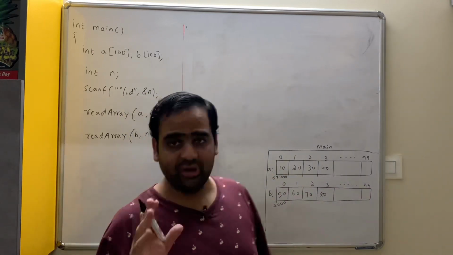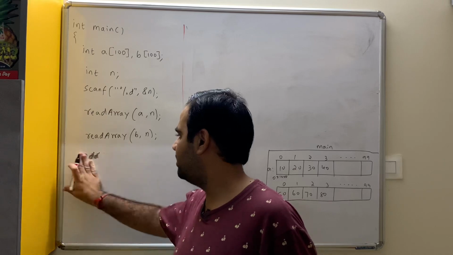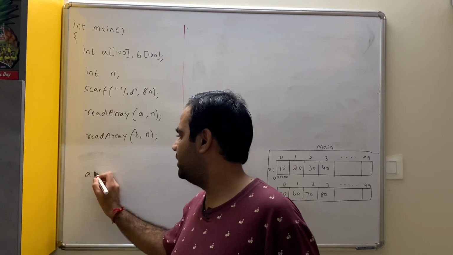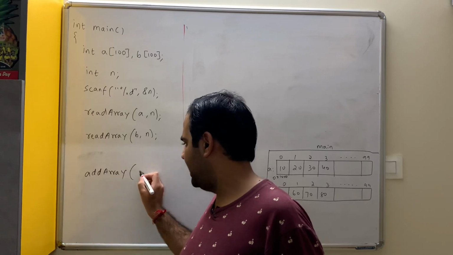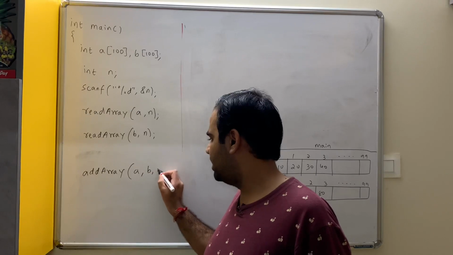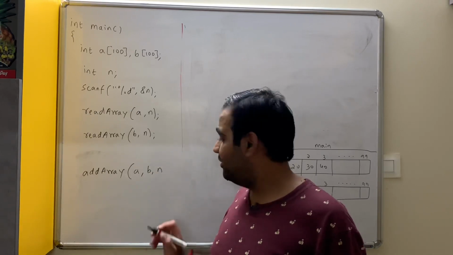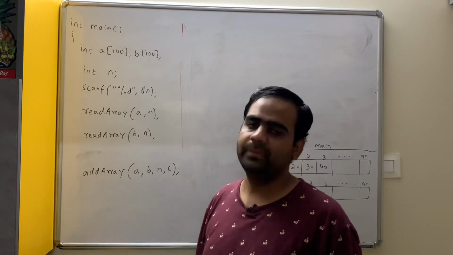Let us write one function called add array. Which are the two arrays I want to add? A, B, and how many array elements are there? There are n array elements. And where do I want to store the answer? I want to store the answer in C.